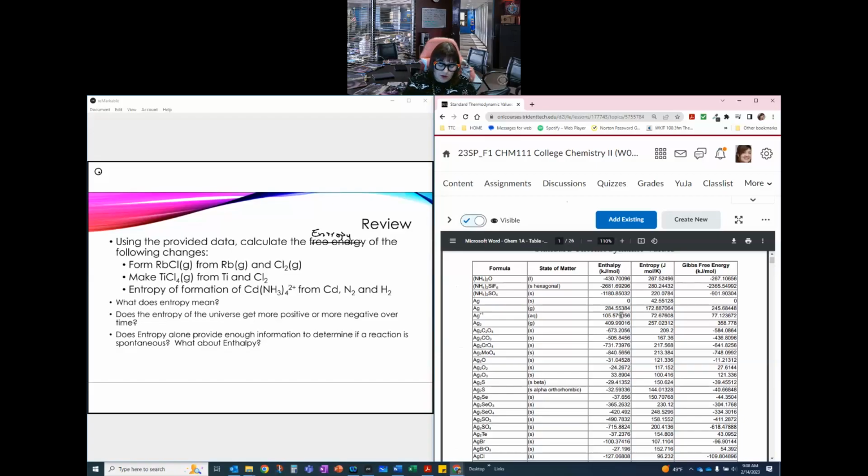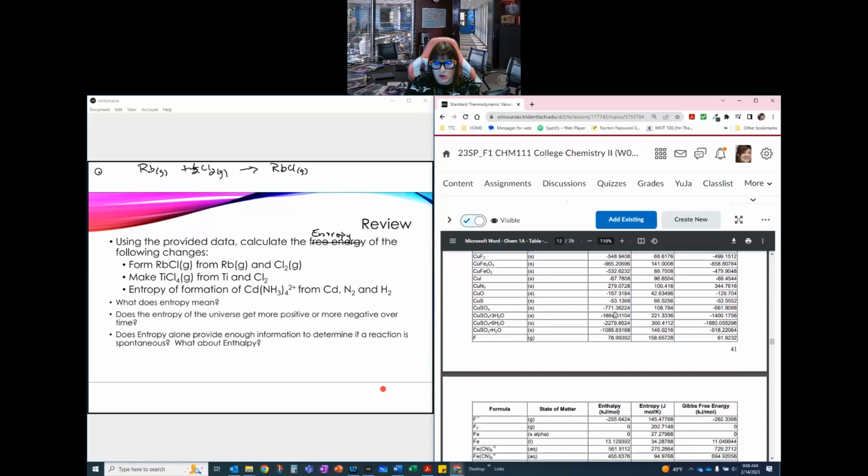Okay, so the first one we want to talk about is to form RbCl gas, from Rb gas plus Cl2 gas to give me RbCl gas. And of course, if I'm going to do that in my standard format, I want to make 1 mole of that. So it's going to be Rb plus half of Cl2 goes to RbCl. Okay, so we're going to look up some values for this. And I'm going to come down here. These are in alphabetical order for the most part.